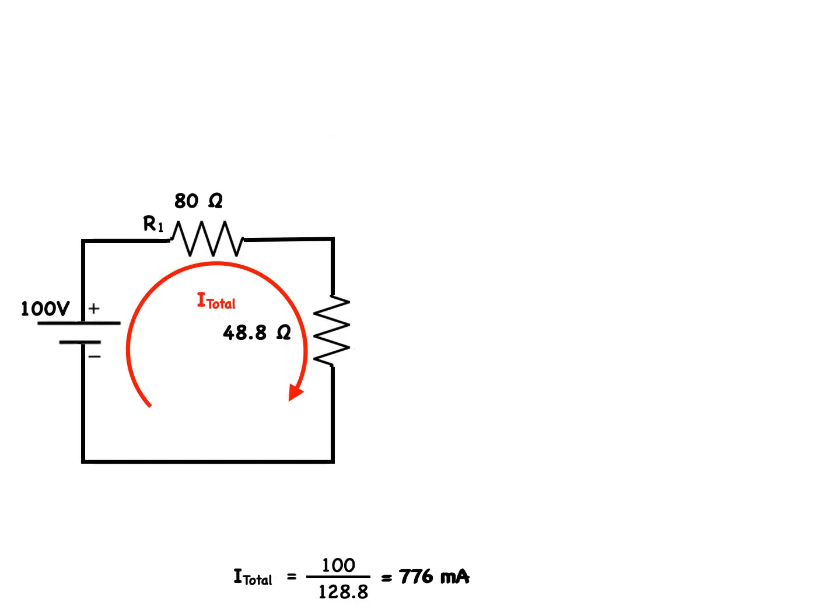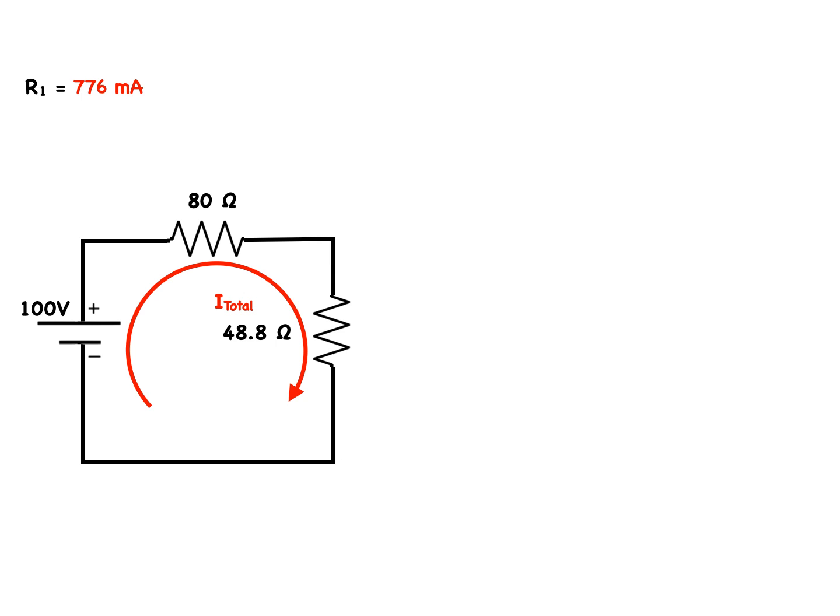Because R1 is in series with the previously calculated equivalent resistor, all of the current that flows to the load now flows through both of these resistors. And that equals 776 milliamps. So we have solved for the current flowing through one of these resistors, R1, which is 776 milliamps.